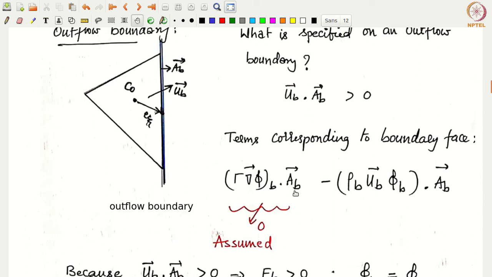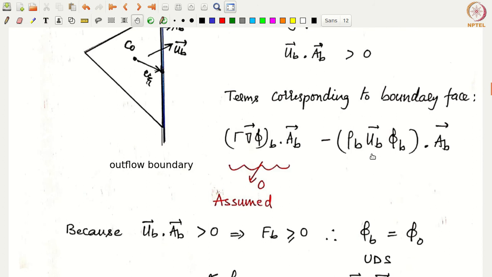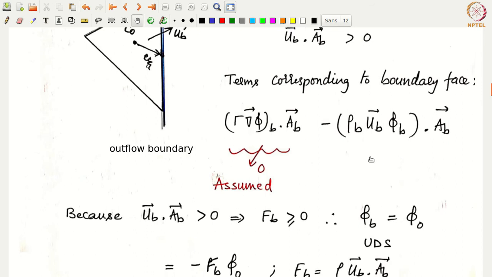We'll come back to what is the consequence of this assumption. So we are assuming that there is no diffusion happening in the cell that is sharing a phase on the outflow. So the only term remaining is the convection term as far as this is concerned. By the way, the diffusion components corresponding to these two interior phases are still intact. They are not assumed to be 0. Only the component related to the boundary phase is assumed to be 0.